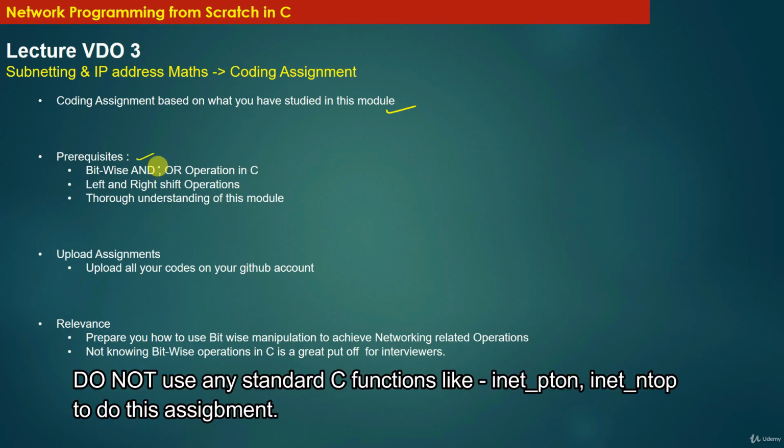The prerequisite for doing this assignment is that you should be familiar with the bitwise AND and OR operations in C, and you must be familiar with the left and right shift operations in C. And of course, you must have a thorough understanding of this module in order to do this assignment.